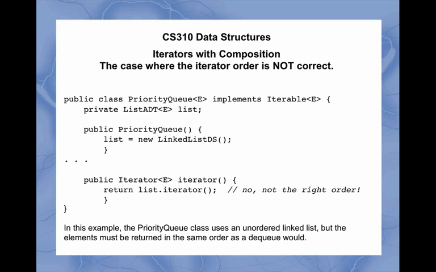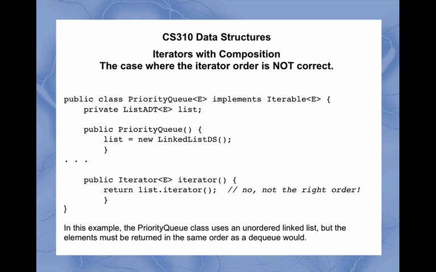There are times when the order the iterator gives you will not be correct. You need to change it in some fashion. As an example, here we have a priority queue class implementing iterable. It uses a linked list. But for this example, we're saying that the priority queue is not stored in any particular order. That is, when you dequeue, you must find and remove the correct node from the list. But when you add to the list, you just tack it on the end, insert at the rear.